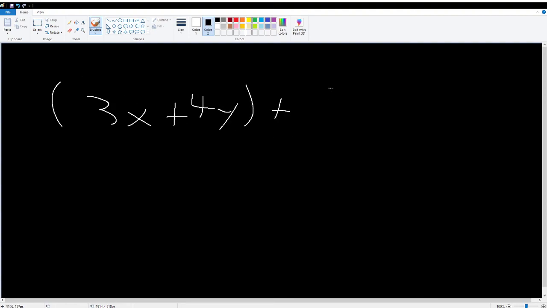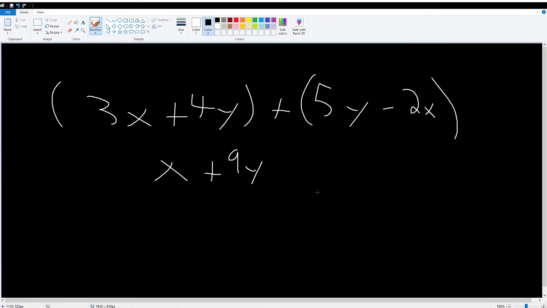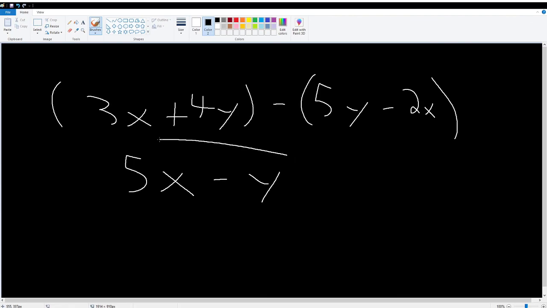Now if we add polynomials, plus 5y minus 2x, if we add these together, we get x plus 9y, and here you go, we get a new polynomial. Now if we were to subtract them, we would get 5x minus y, and we get a new polynomial. So when we add, subtract, or multiply polynomials with other polynomials, we get another polynomial.